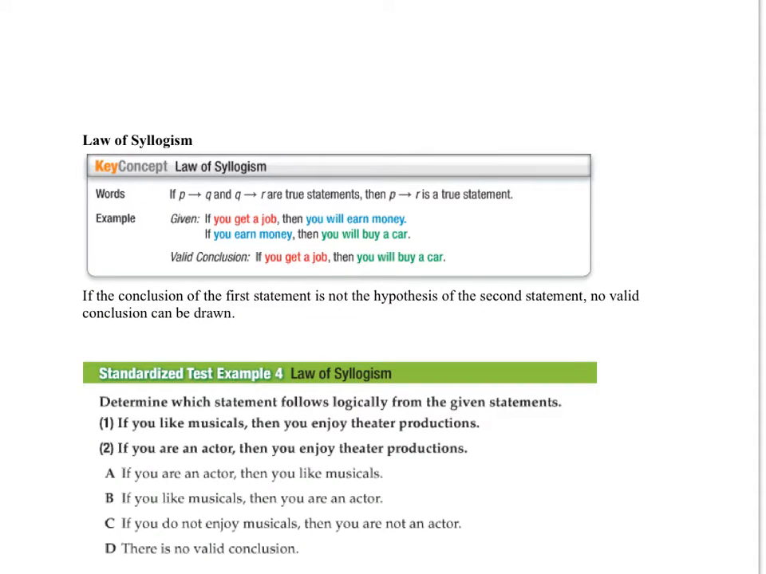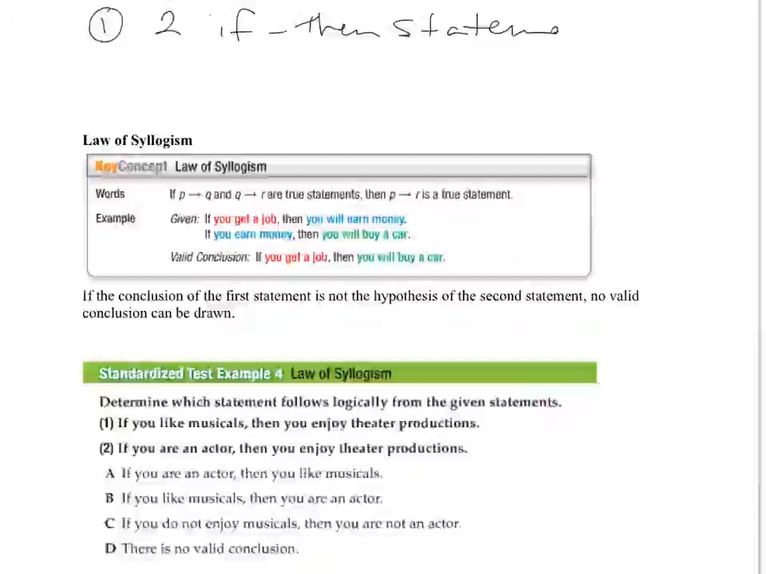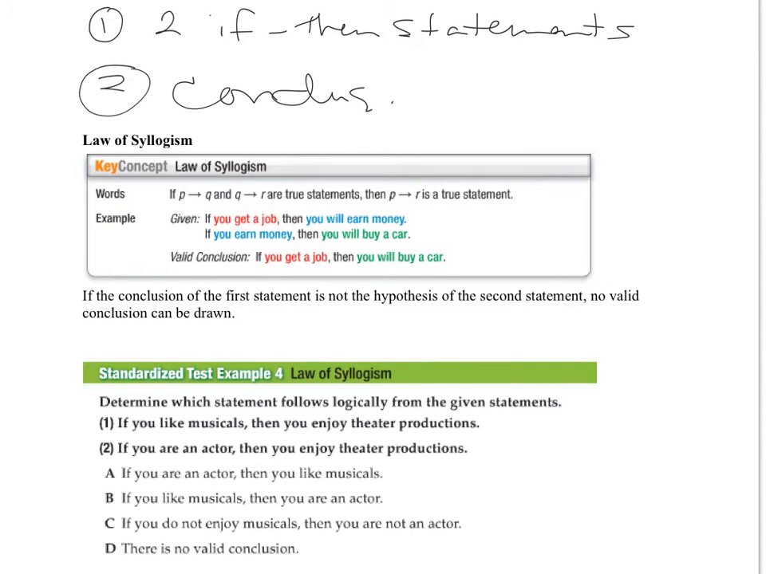So the second part of 2-4 notes is the law of syllogism. It's another kind of deductive reasoning. And for that we have a couple of properties, one of them being that you should have two if-then statements. And the second is that the conclusion of one statement is the hypothesis of the other.